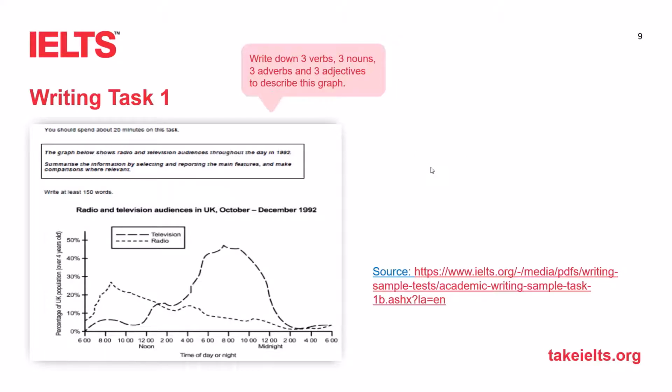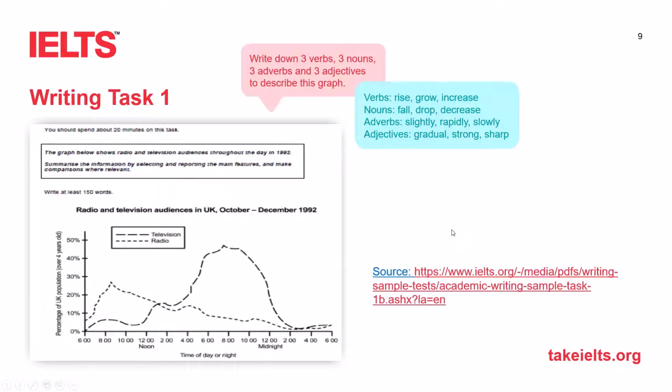Right, how did you do? Here are my words. So the verbs are things like rise, grow, increase. Nouns: fall, drop, decrease. Adverbs: slightly, rapidly, slowly. Adjectives: gradual, strong, sharp. You've probably got different words, but these are some of the basic and most useful words that you can use.